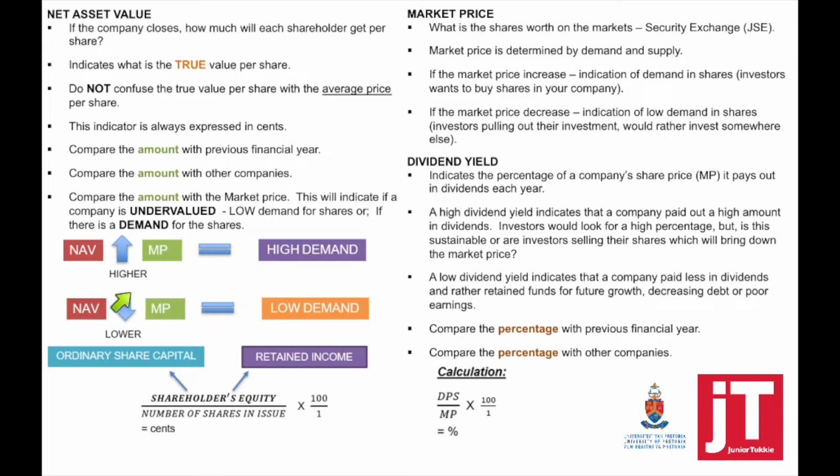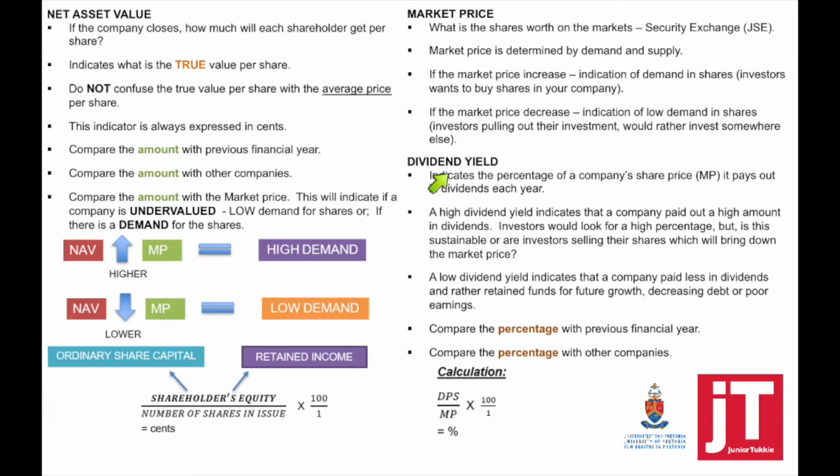So if we look at the net asset value and the market price is higher than the net asset value, this indicates a high demand. But when the market price is lower than the net asset value, it indicates a low demand for the shares.